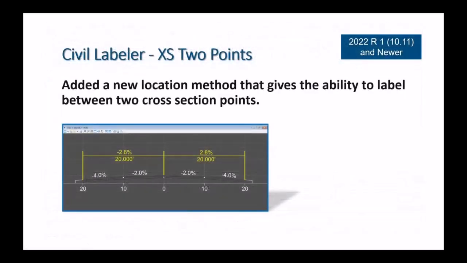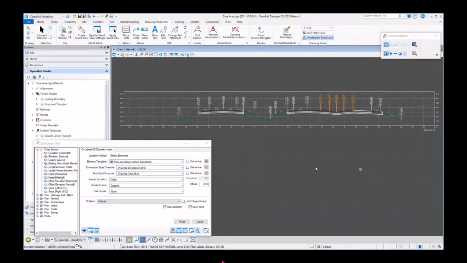Cross-section labeler by 2 points. So this was another location method given to Civil Labeler. So you didn't have the option to pick 2 points prior to this version. You could only pick 1 point. And so this adds the ability to manually label, without an annotation group, slopes and lengths and things like that. We'll see that here in this video.